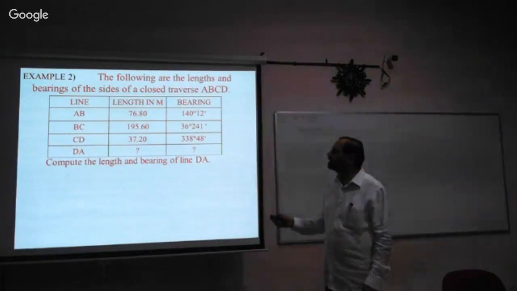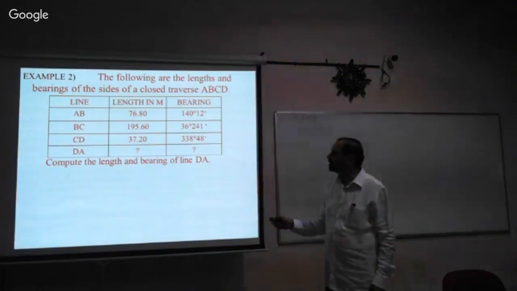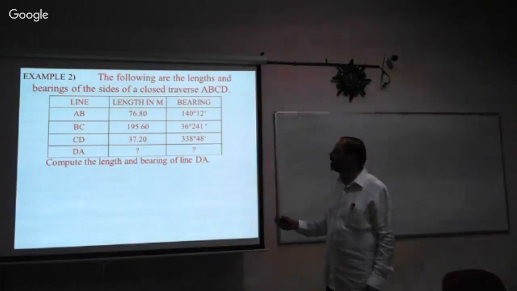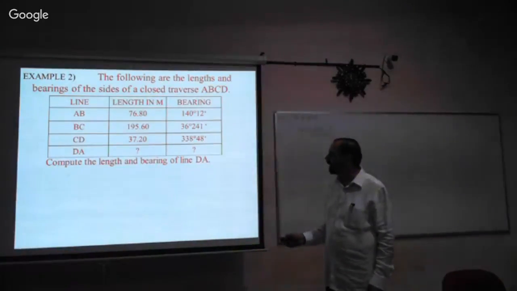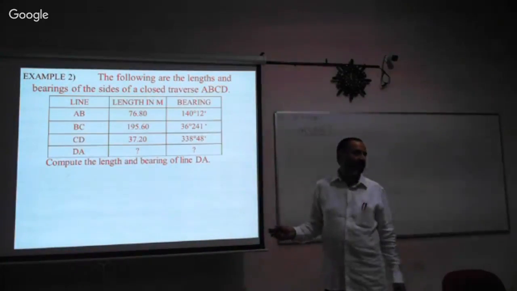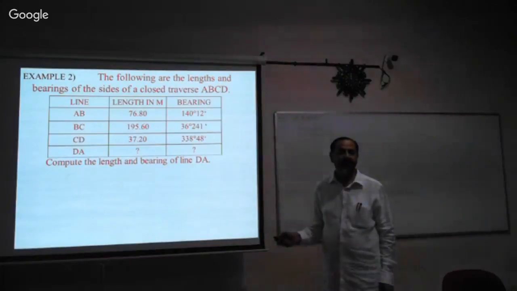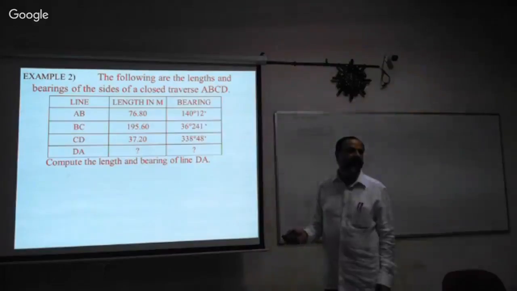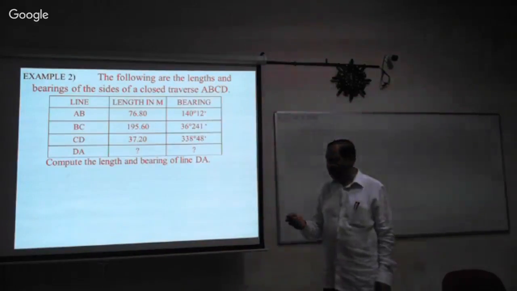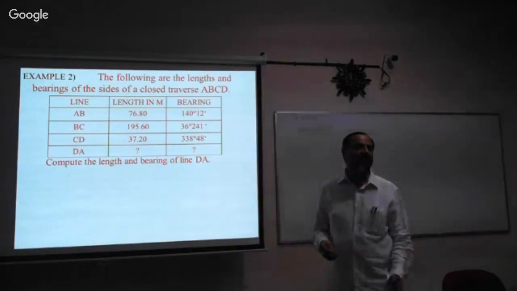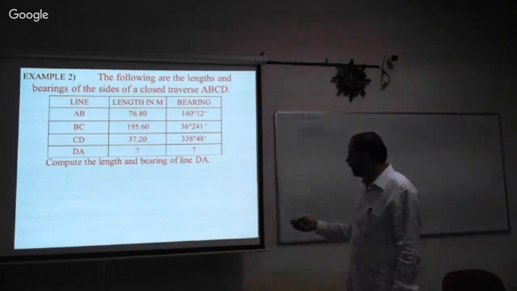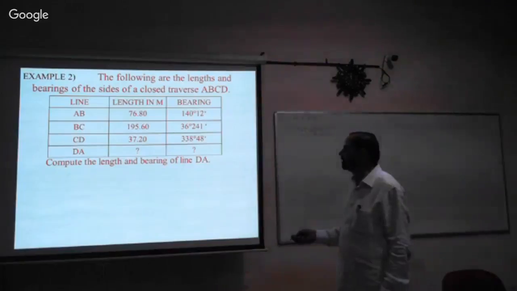This is the length of the line AB, 76.8. This is the data given. Now we need to compute the length and bearing of the line DA. Usually the questions will be asked in our examination in this manner. So we will go ahead and see how to solve this.